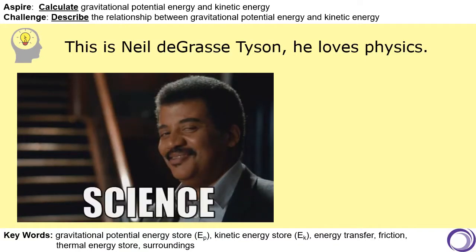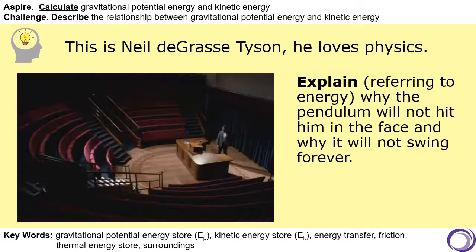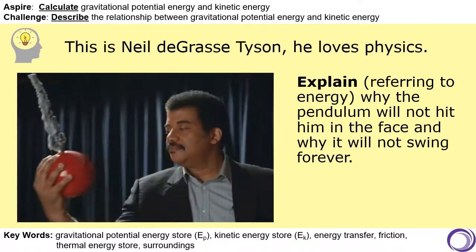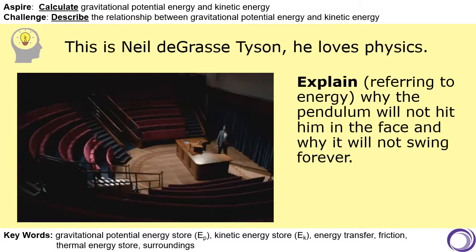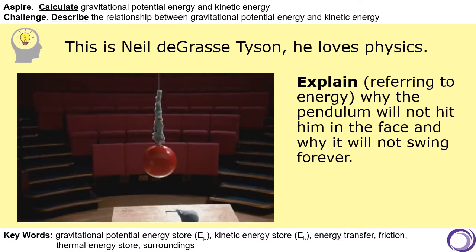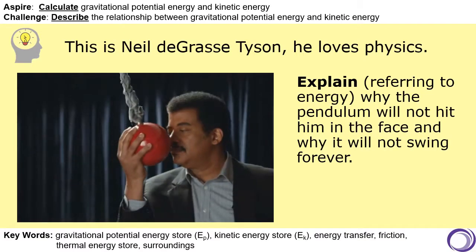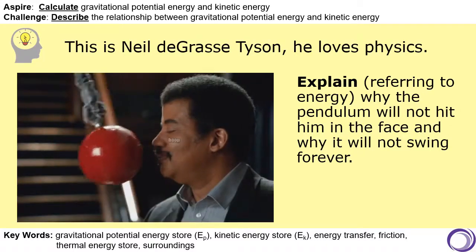So your task is to try and explain why the pendulum will not hit him in the face and why it will not swing forever. So eventually that pendulum will slow down and stop. And I'd like you to try and refer to energy when you are writing your explanation. So I'm going to give you 1 minute to do this. Don't worry if it feels a bit complicated, just give it a go and we'll mark it together afterwards. Ready? Go.